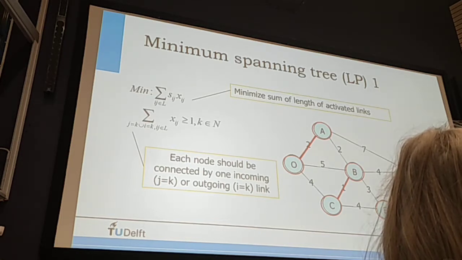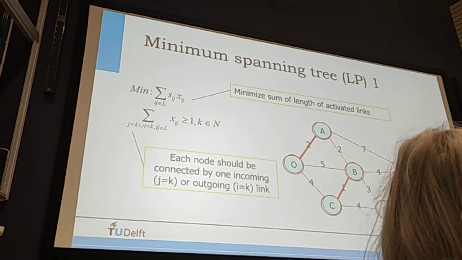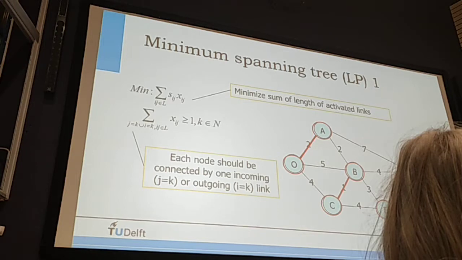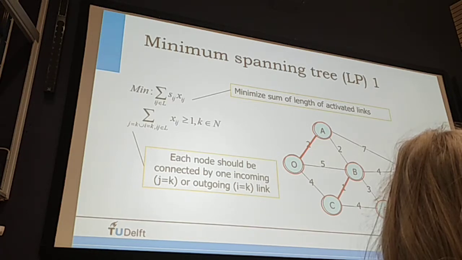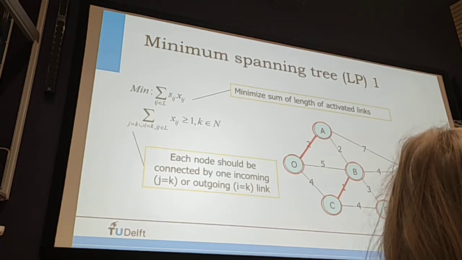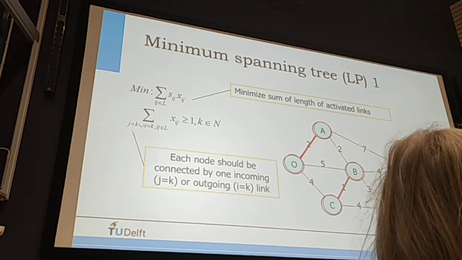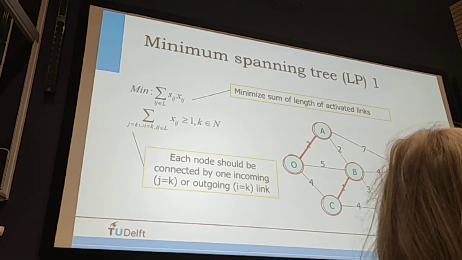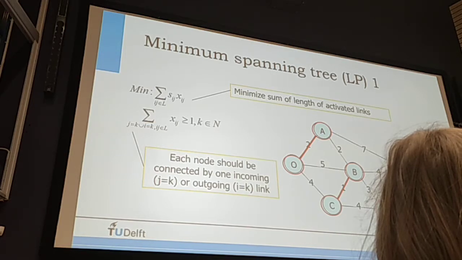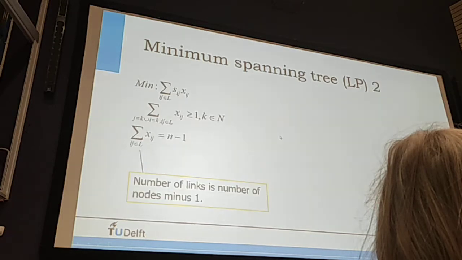In this case, the problem is that I didn't enforce that we need to have n-1 links. So in this case, we only have 4 links, which of course is much nicer because we get a much smaller network, but it's not a minimum spanning tree. So okay, I need to add something to this model. I need to make sure that it chooses n-1 links. So okay, let's add that.